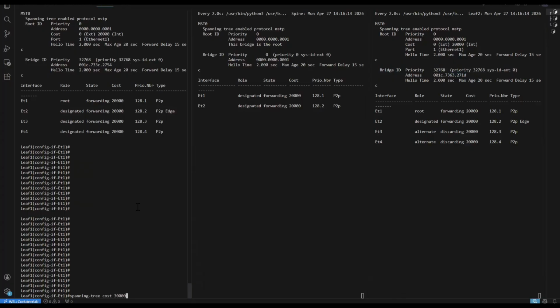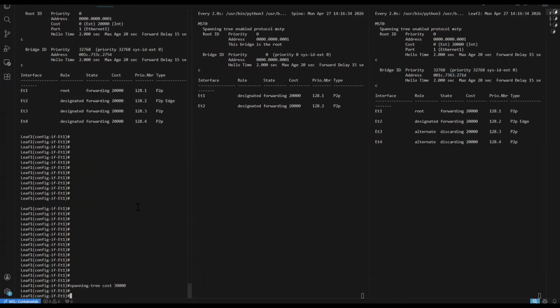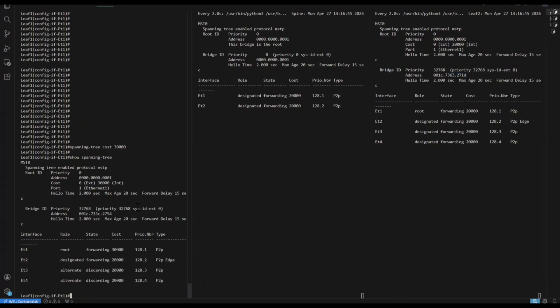So now watch out for leaf 2 change. Look at the leaf 2 CLI. As soon as I change here, there will be a spanning tree reconvergence on leaf 2. Now I'm entering. So now you can see Ethernet 3 and 4 have become the designated. Let me show you what is happening right now.